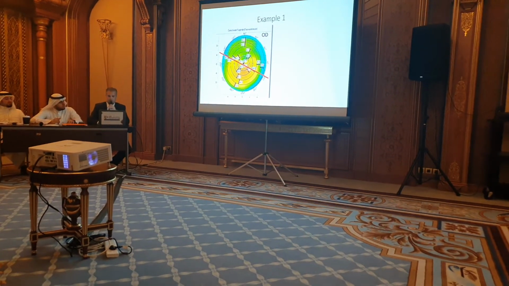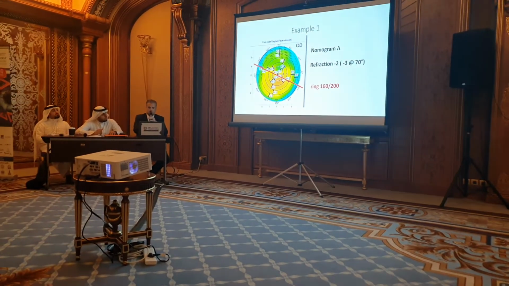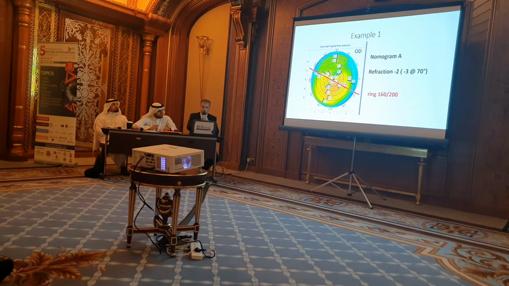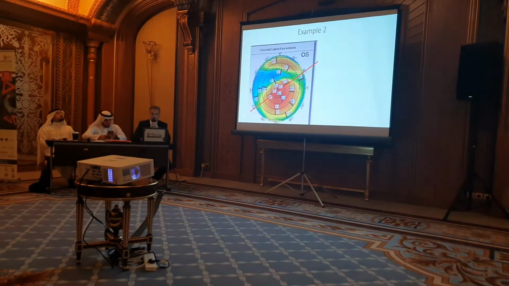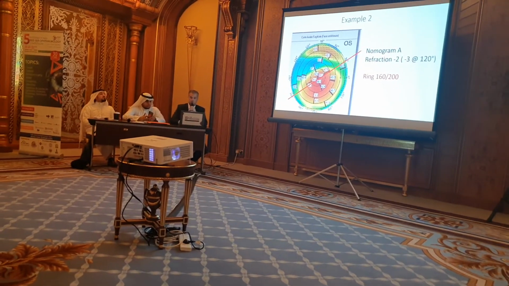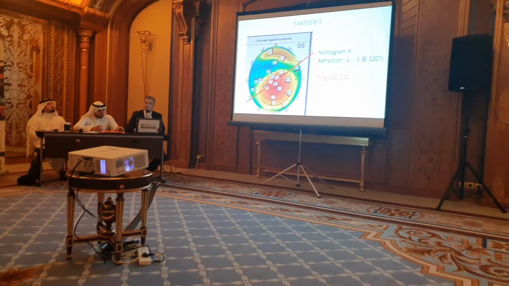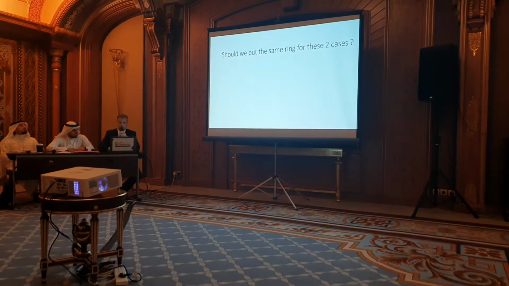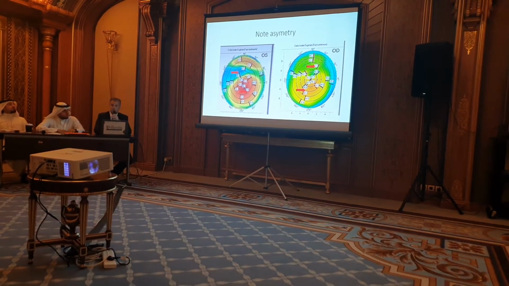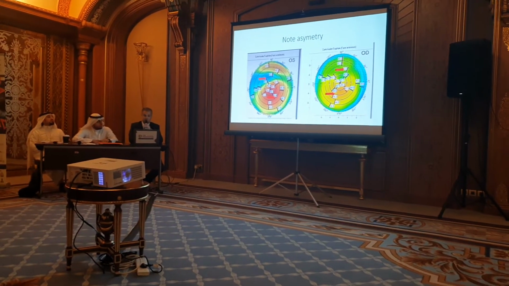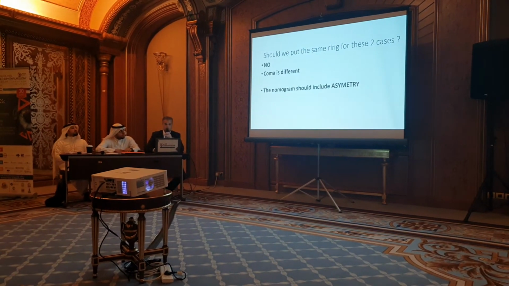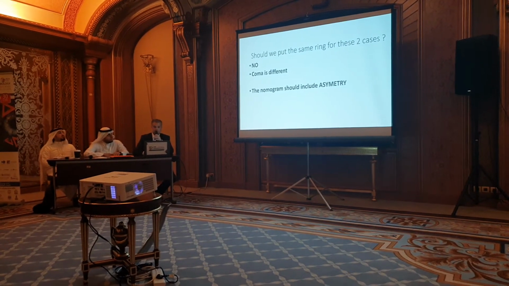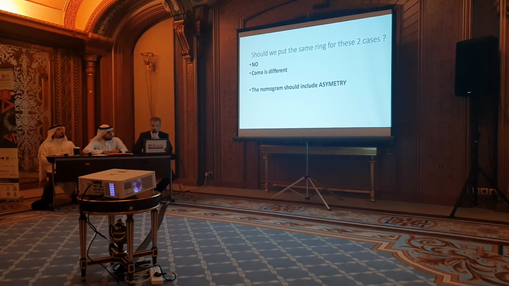So I give you some examples. This keratoconus with this refraction, the nomogram will give us this ring, and this keratoconus with the same refraction will have the same ring. So do you imagine that we can treat these two keratoconus, with this difference, by the same ring? No, because the coma is different, and because the nomogram should include asymmetry.